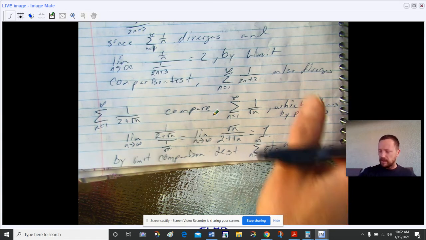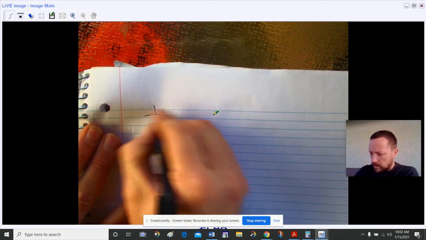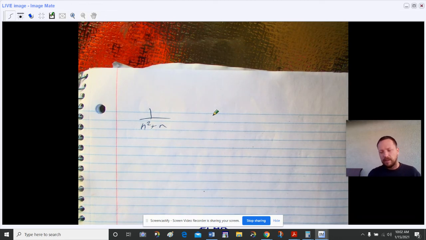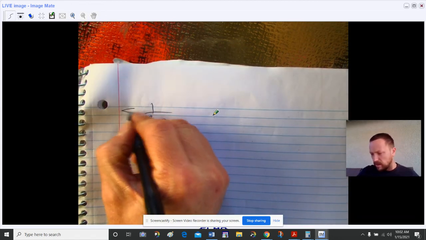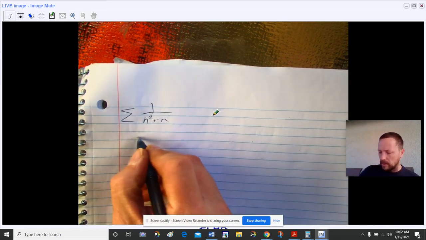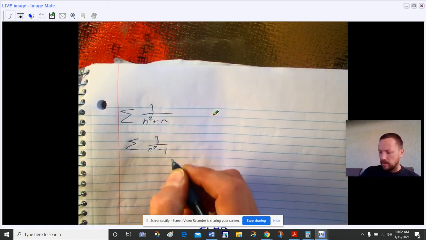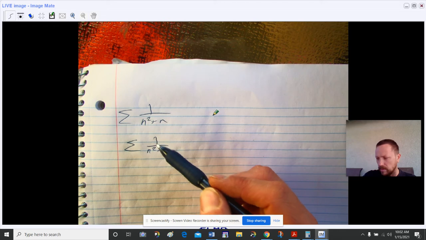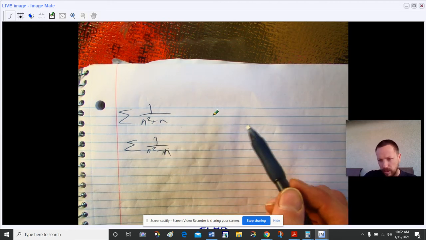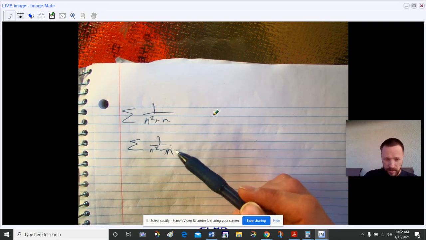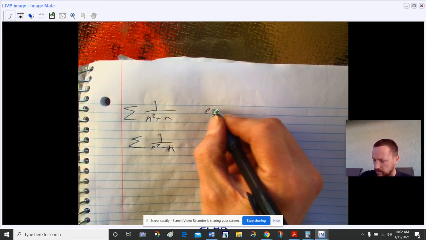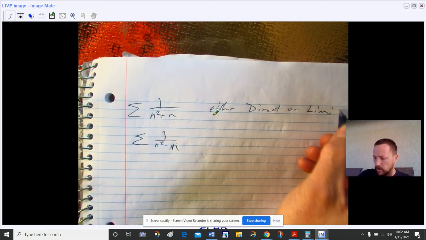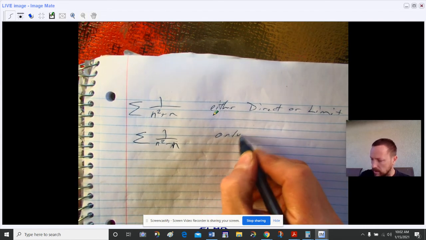You could do this with all sorts of different ones. Like say we had 1 over n squared plus n. You can use either test for this one. However, if we wanted to do 1 over n squared minus n, unfortunately this one is going to be greater than or equal to our 1 over n squared. So on the first one you can use either direct or limit. On this one, we can only use the limit.